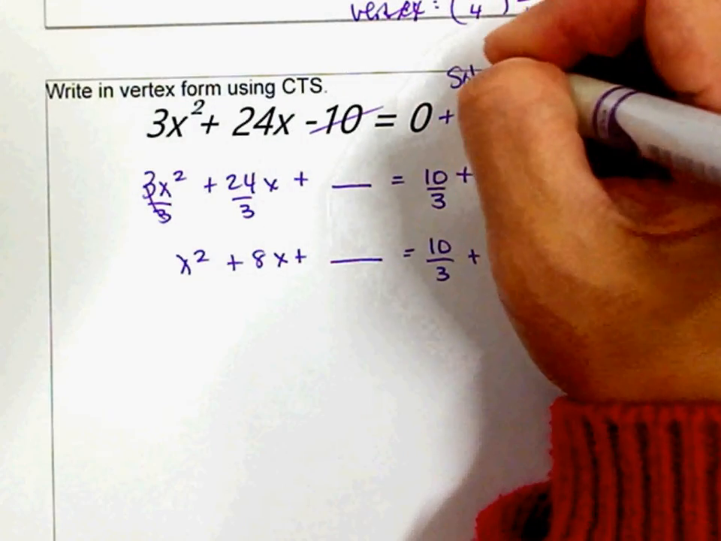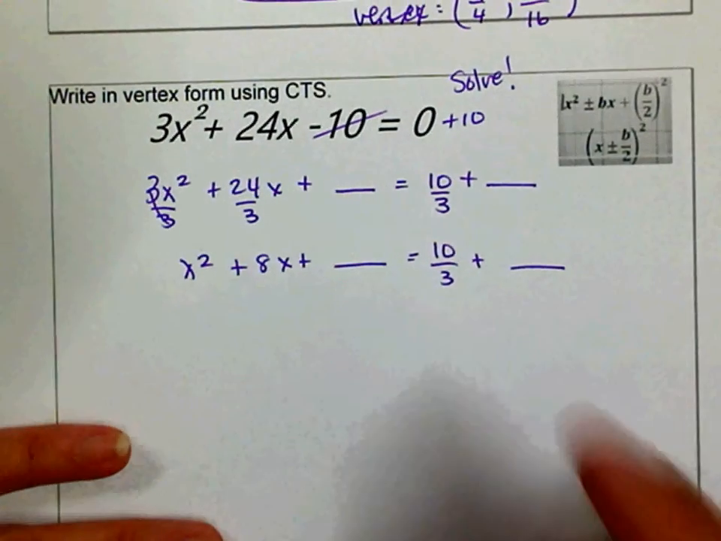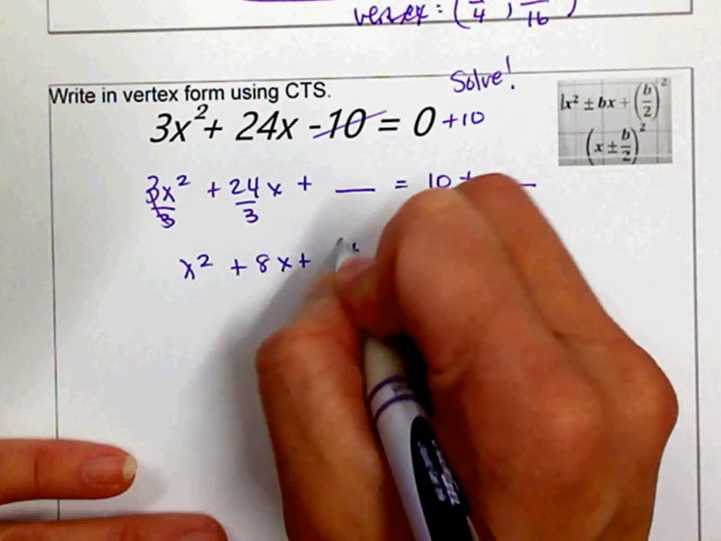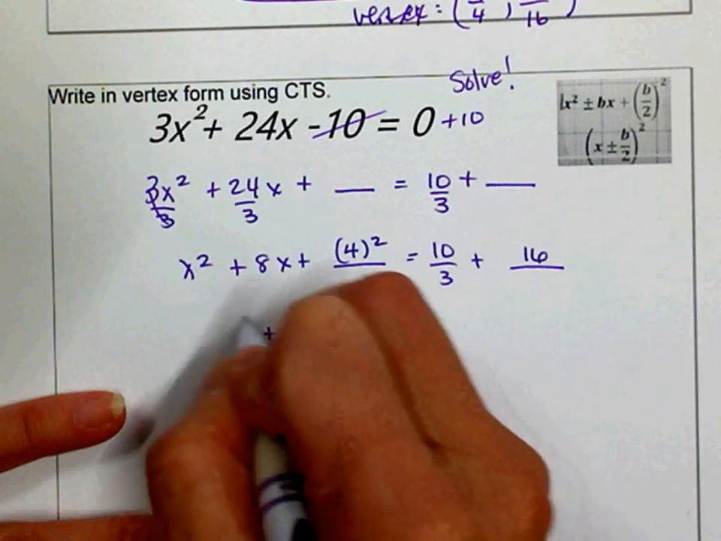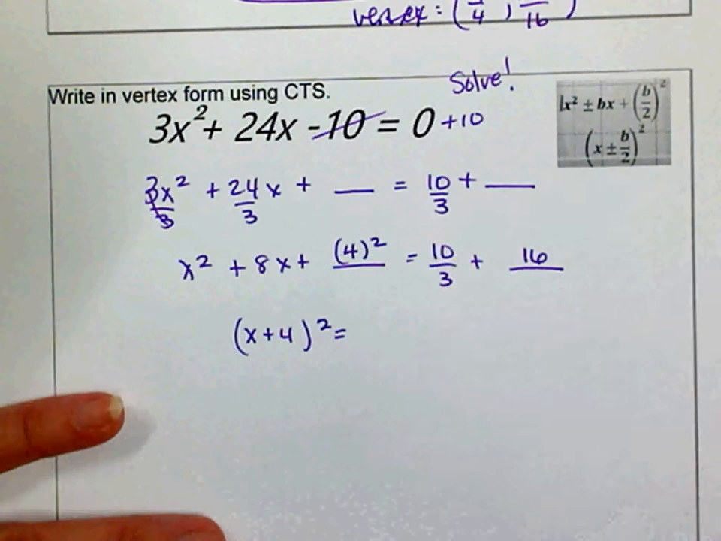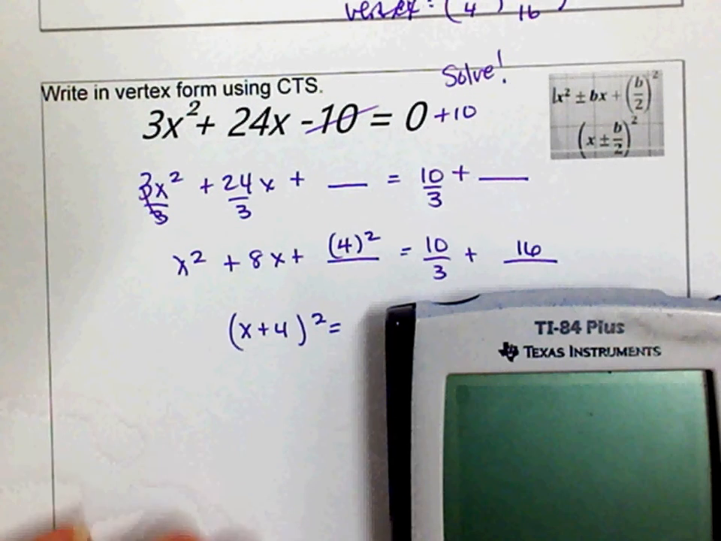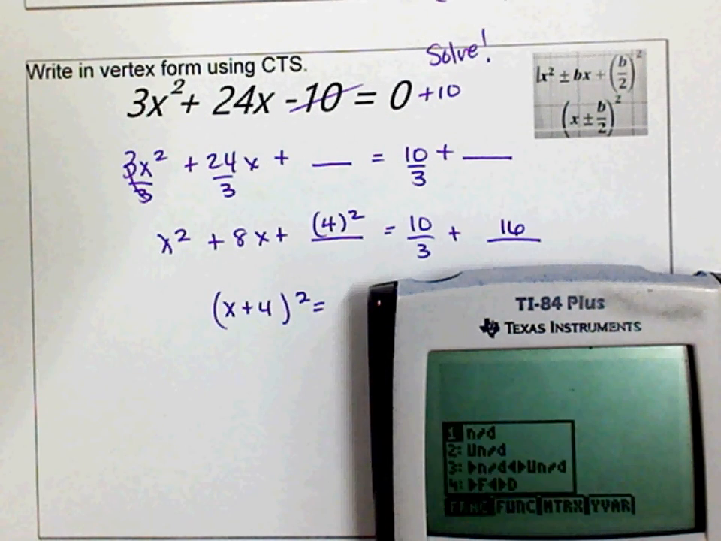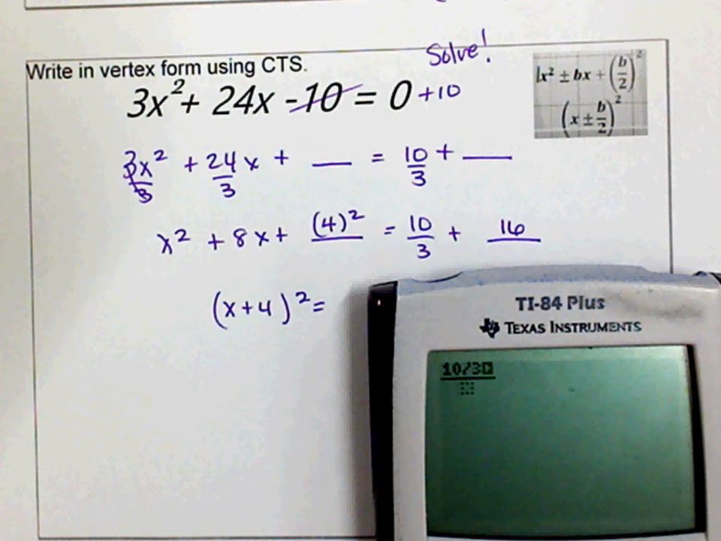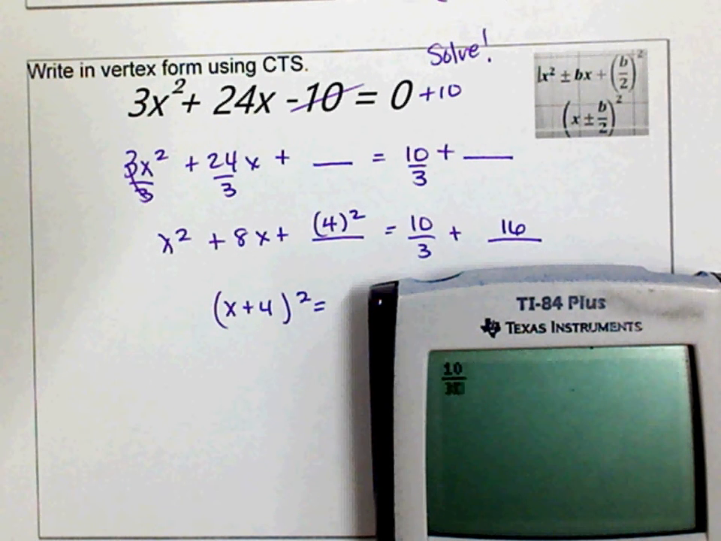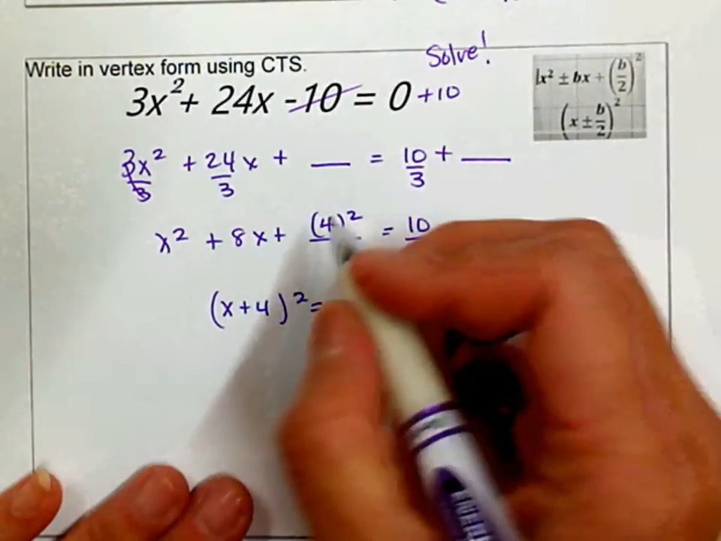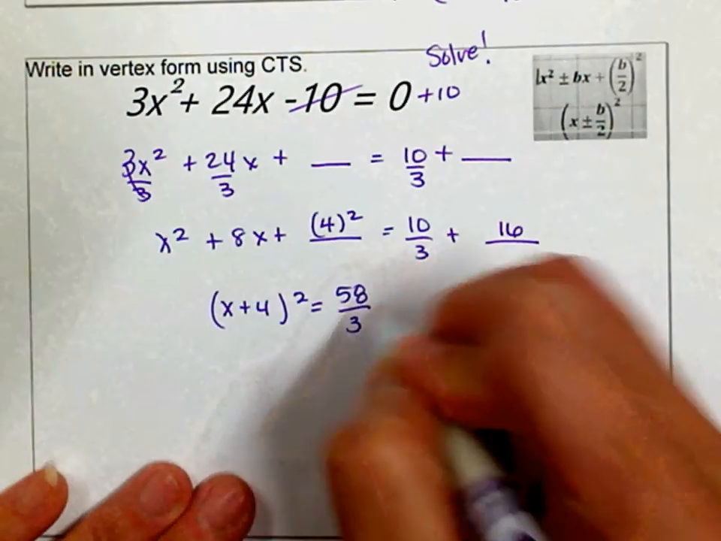All right, here we go. Half of 8 is 4, squared. 4 squared is 16. Write it in factored form. So here we go. Clear? Okay. Add 10 divided by 3. Oops, I totally screwed that up. Watch what you're doing. Plus 16 comes out to be 58 over 3. So if you were doing this in vertex form, you would just move that over. But that's not what we're doing. What are we doing? We're going to solve.